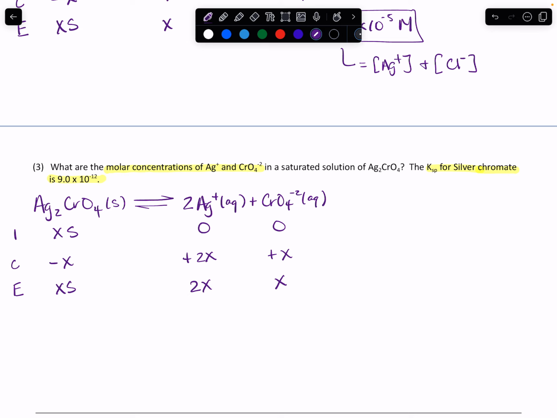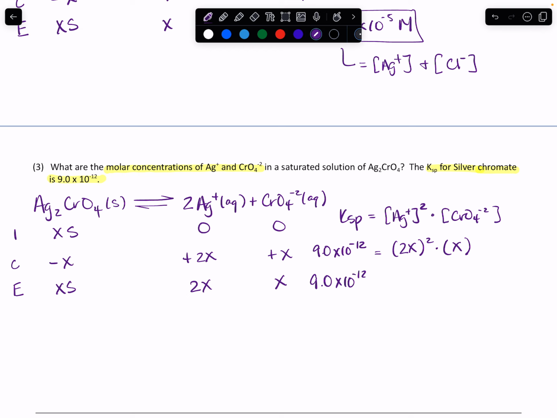Okay, and I start with my KSP expression. That's going to be equal to the silver ion squared times the chromate ion. So 9.0 times 10 to the negative 12 is going to be equal to 2x squared times x. So 9.0 times 10 to the negative 12 is going to be equal to 4x cubed. I divide both sides by 4, and then I take the cube root, and I find that x is going to be equal to 1.3 times 10 to the negative 4th molar.